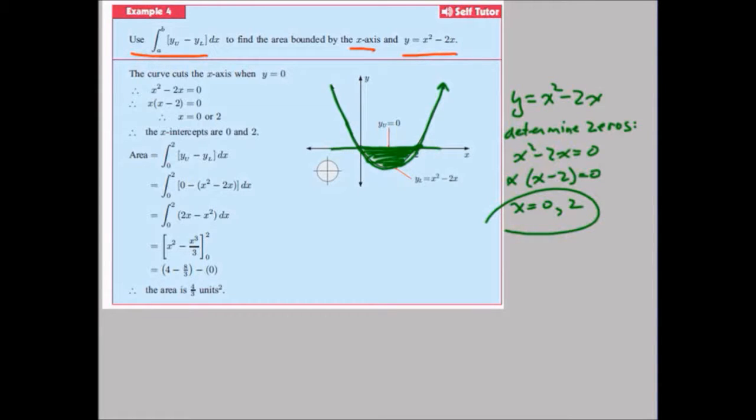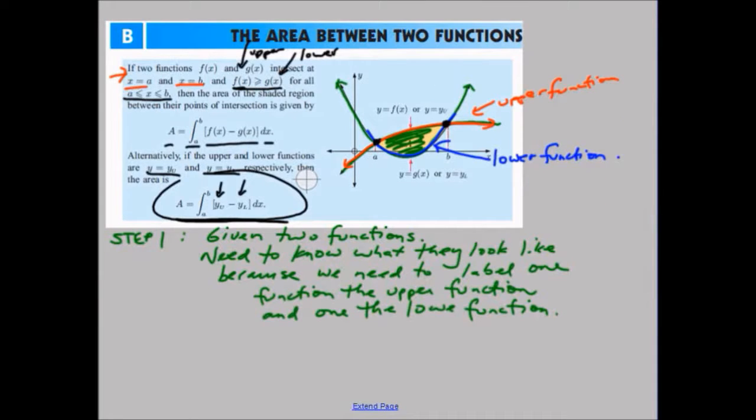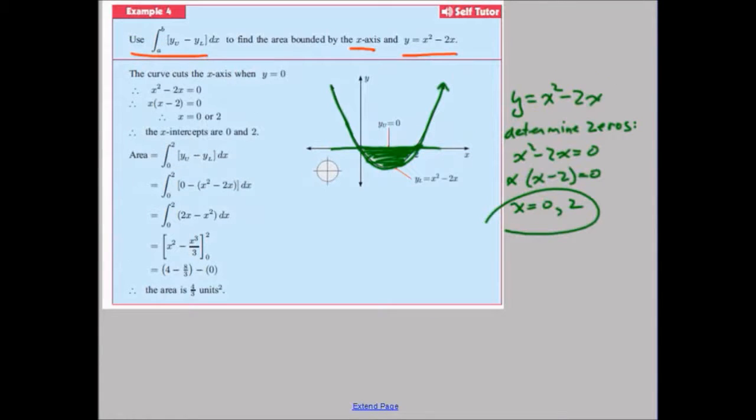The way that they've solved this in the textbook is exactly by using this formula here. The upper curve, subtract the lower curve, and that's what we've taken the integral of. So here we've started it with that formula. The upper curve in this case is y equals 0. And the lower curve is our function y equals x squared minus 2x. So I'm just going to do all the steps out in that manner as well.